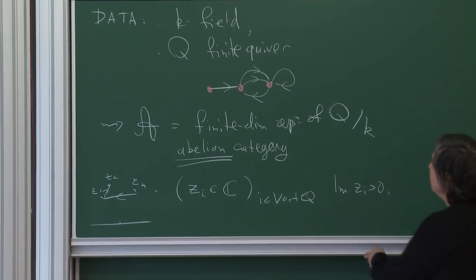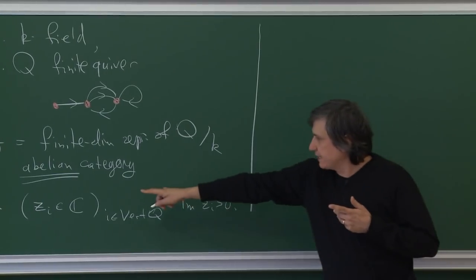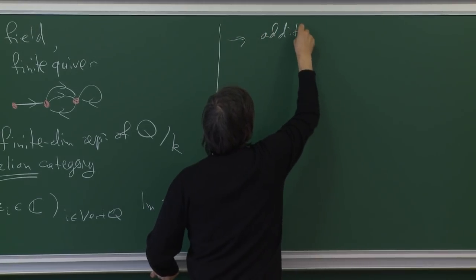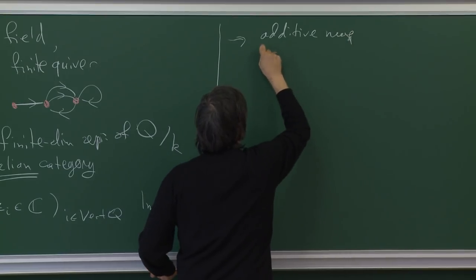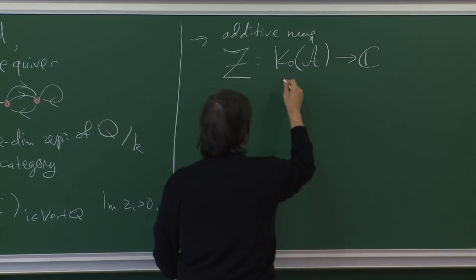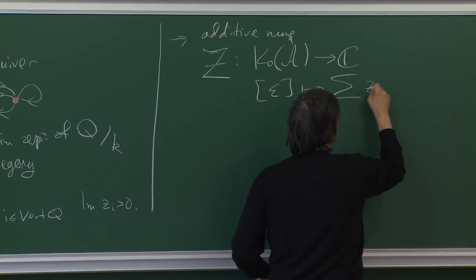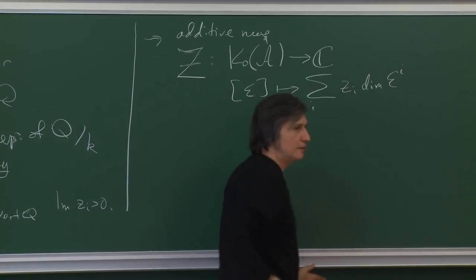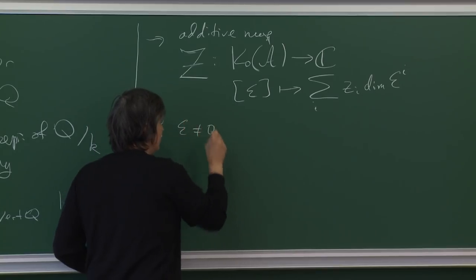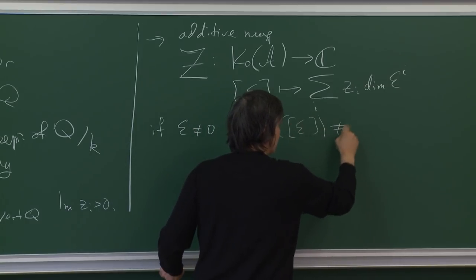Then this collection of complex numbers gives us an additive map, called big Z, from the K group of my category to the complex numbers. Namely, if we have any representation E, it goes to the sum over vertices of small Z_i times the dimension of the i-th component of my representation. It's clear that if E is non-zero, then Z(E) is non-zero. It also lies in the upper half plane.